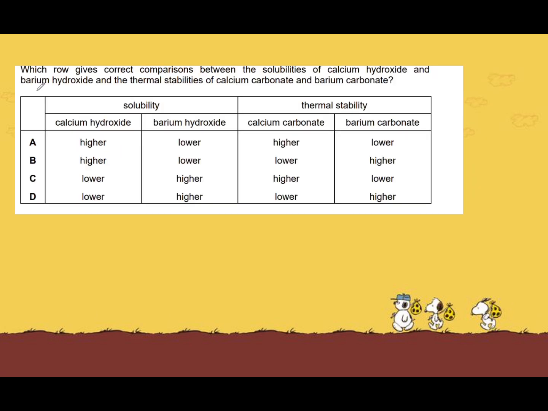Which row gives the comparison between the solubilities of calcium hydroxide and barium hydroxide and the thermal stabilities of calcium carbonate and barium carbonate? The correct answer is D, because the solubility of group 2 hydroxides increases down the group, while the thermal stability of group 2 carbonates also increases down the group.